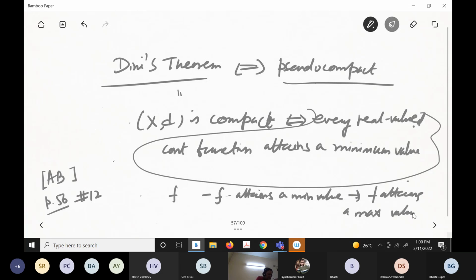So that means f is bounded. f attains both maximum and minimum. So f is bounded. So this is the thing. You think of that, whether you can prove that X is compact. Here essentially this problem says the metric space is compact if and only if it is pseudocompact. Okay, so that much I have told you.